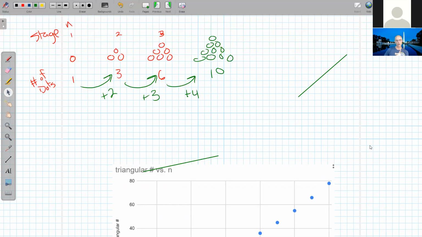We actually saw the 1, 3, 6, 10 on day 1 of this class when we were solving a problem together.